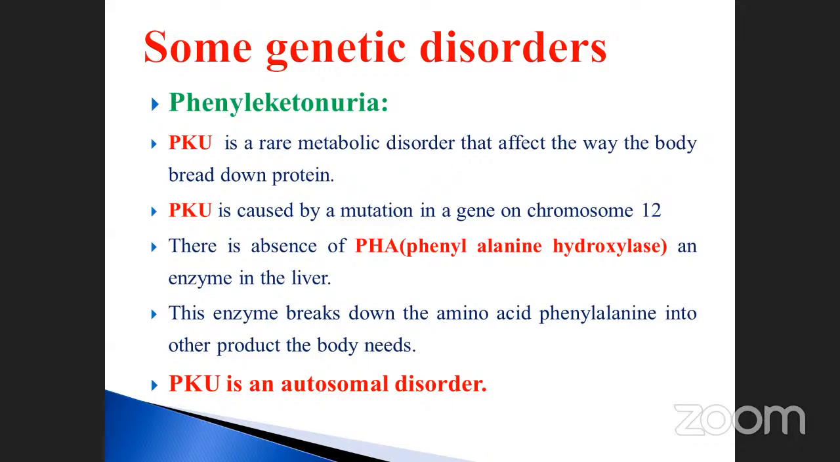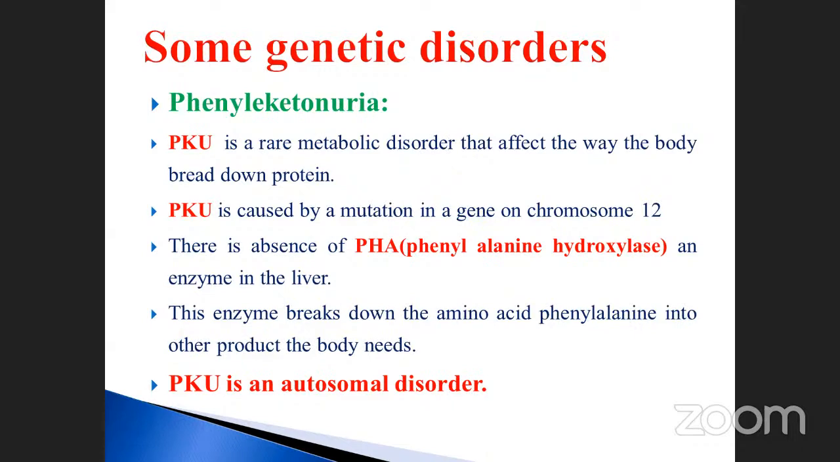This enzyme is important in the liver. Suppose the phenylalanine hydroxylase secretion is not possible. What happens? Automatically the conversion is not possible. The enzyme breaks down the amino acid phenylalanine into another product called tyrosine. It is one of the autosomal disorders. This is also very important. So you must note: first was phenylketonuria, the 12th chromosome, which enzyme, and what will be the product.